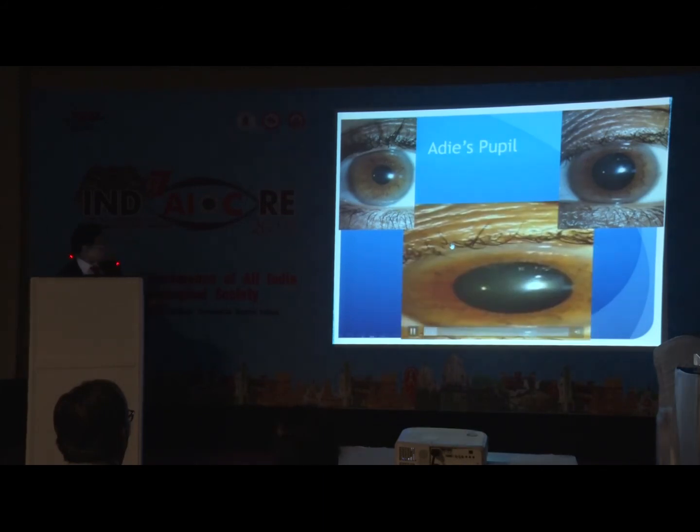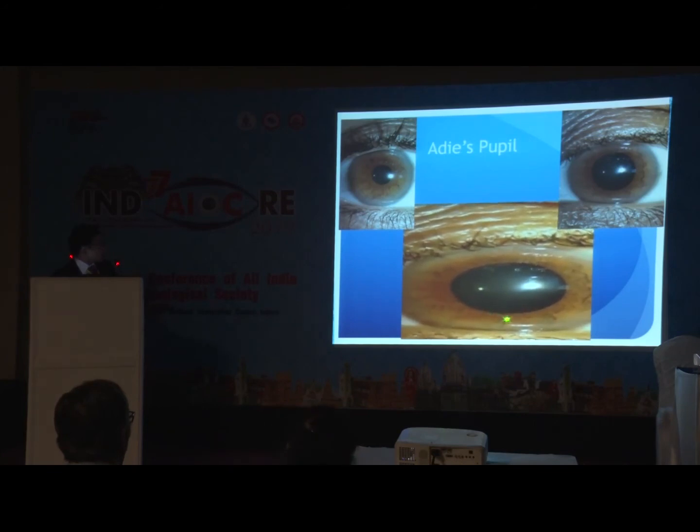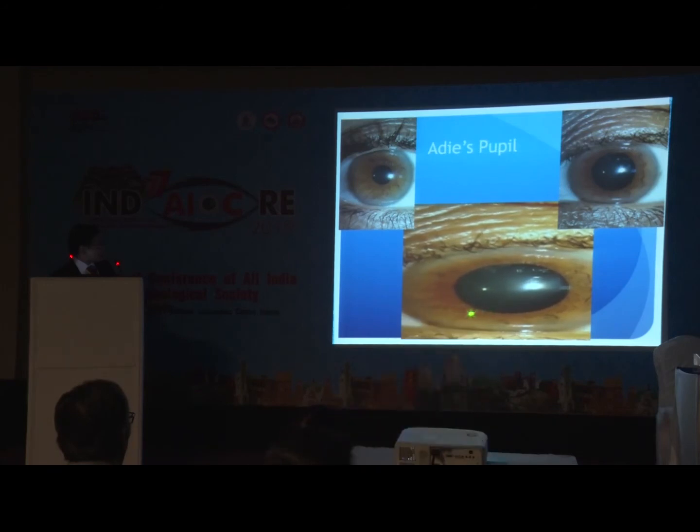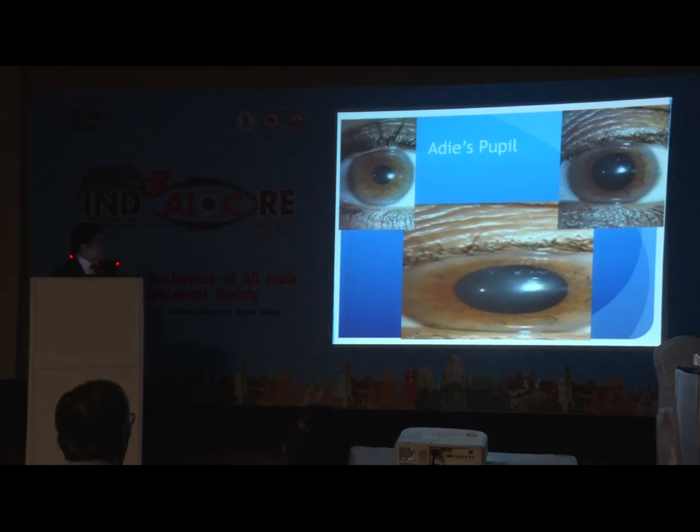Thank you. So if you please watch the video, just watch this part of the iris. You can see it very clearly over here. You can see the vermiform movements. It's very nicely seen in this patient. As you know, our books say vermiform movements are characteristic of Adie's pupil, and you don't need further investigation.